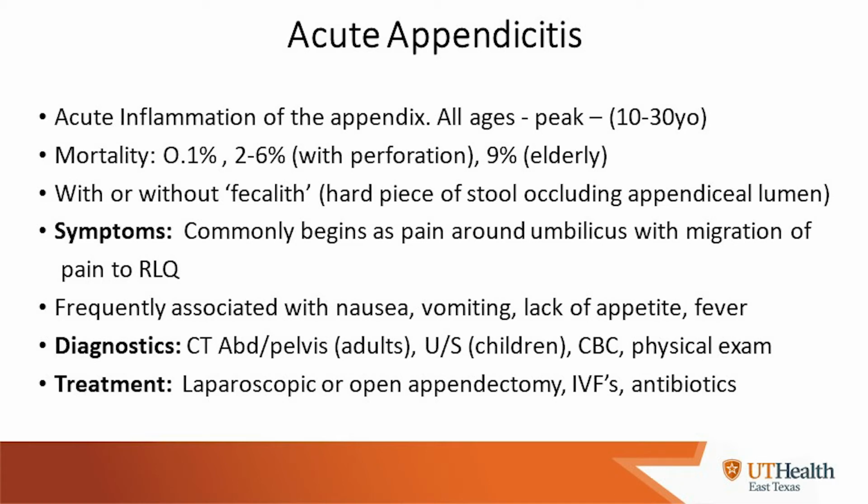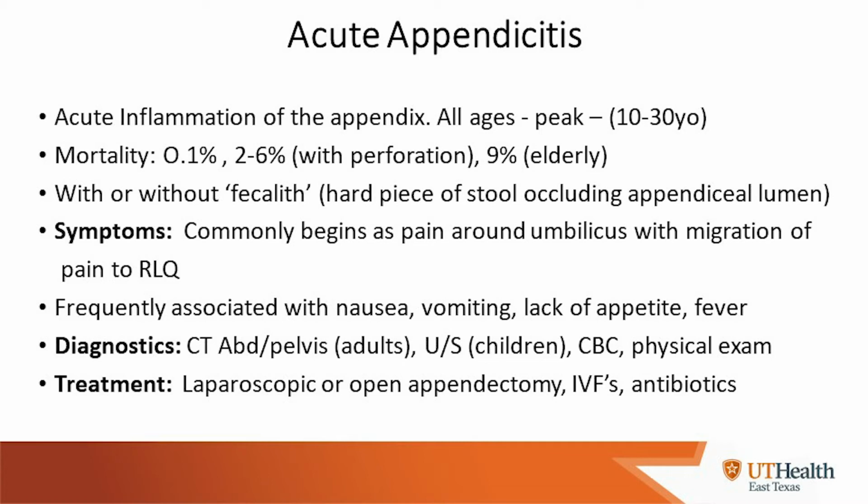A fecal lith is a hard piece of stool that becomes inspissated or impacted into the opening of the appendix, and the lining of the appendix continues to proliferate mucus, and the stool basically stops up the appendix, and that's what leads to the distension and sometimes perforation of the appendix. And appendicitis can occur with or without a fecal lith.